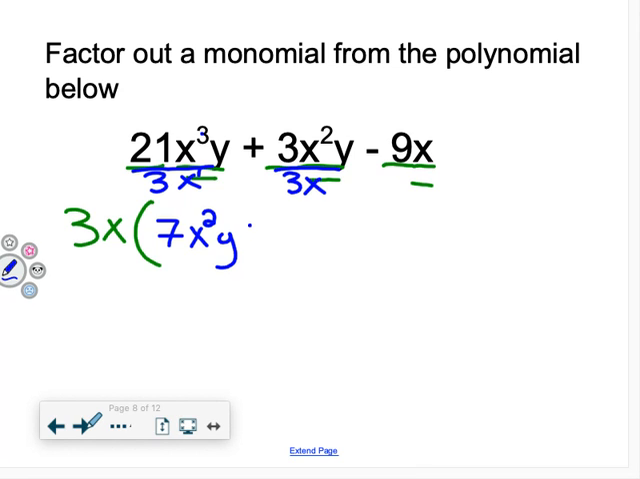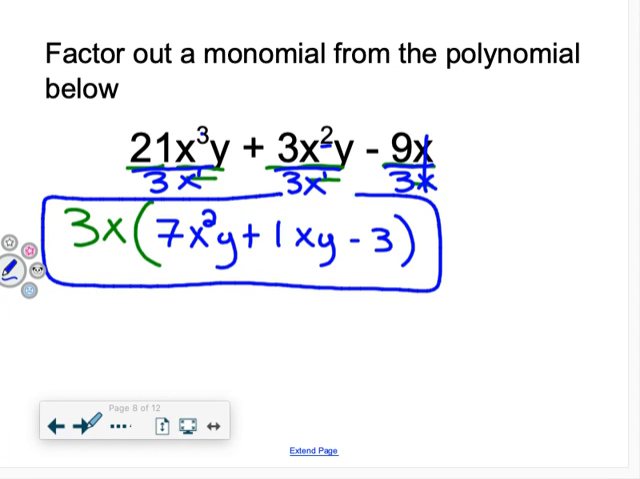Same process. 3 divided by 3 is 1. X to the second over x to the first. 2 minus 1 would just leave us with 1x. And now again, do not forget your y. And the last one here, be careful with the negative. Negative 9 divided by 3 would be negative 3. And those x's cancel out. And so our final answer is right there. Final answer.